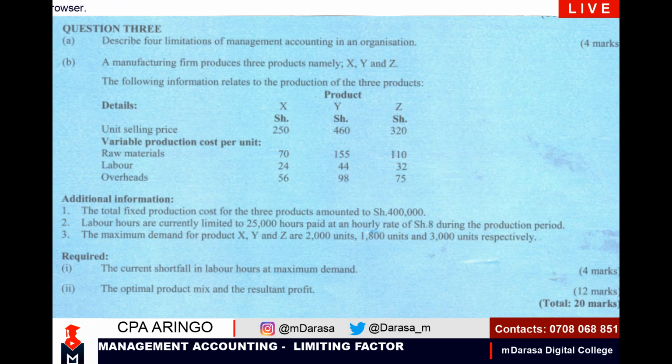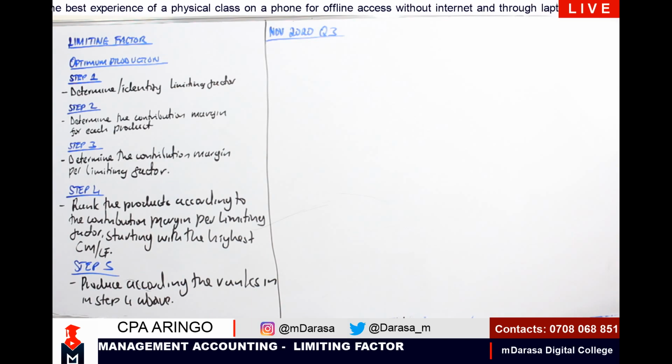And each hour, I was paying 8 shillings during the production period. Note number 3, the maximum demand for product X, Y, and Z are 2,000, 1,800, and 3,000 units, respectively. Required, we are required to prepare the current shortfall in labor hours at maximum demand. And part 2, the optimal product mix and the resultant profit.